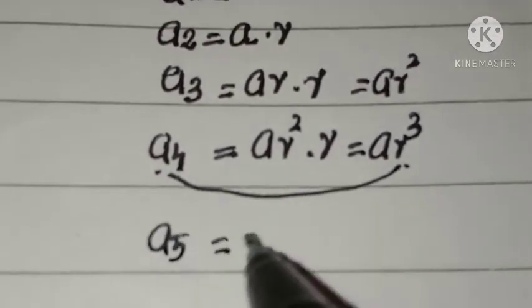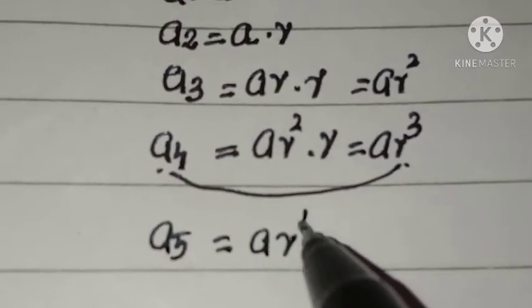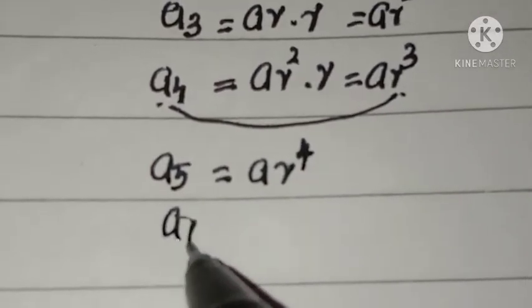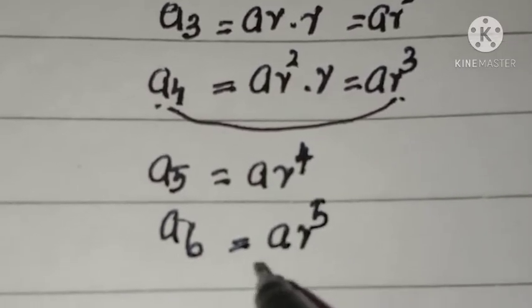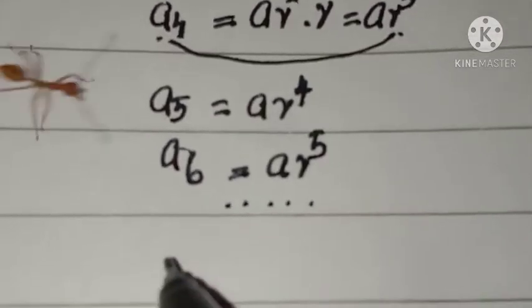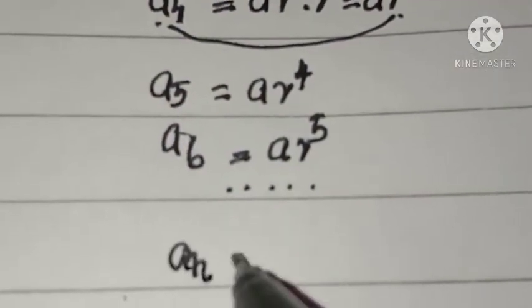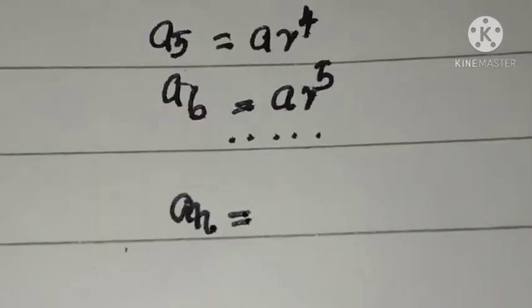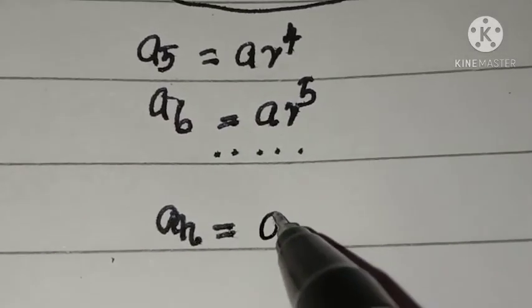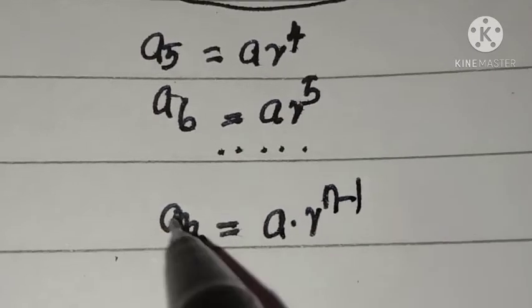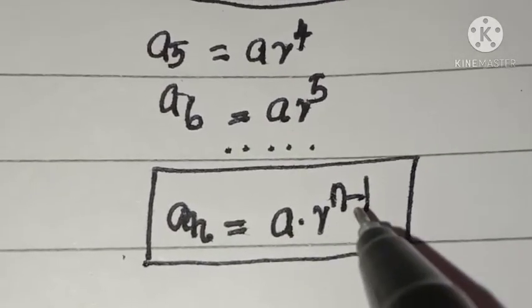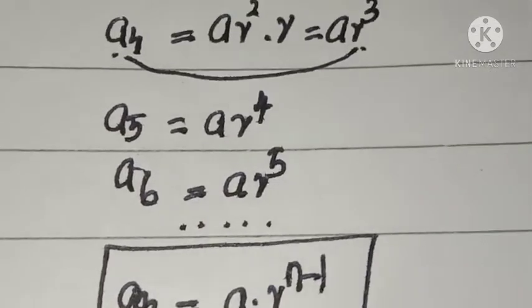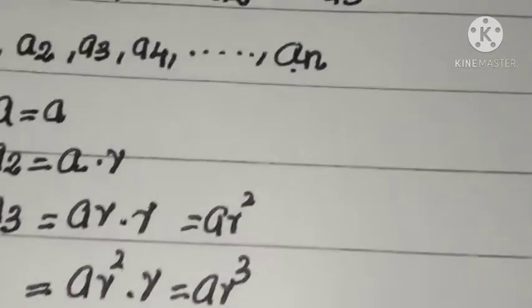So what is A5? A5 is equal to AR raised to 4. Sixth term, A6 equal to A into R raised to 5. So we can extend this result to get the nth term of a GP. AN is defined as AN is equal to A into R raised to n minus 1. So this is one of the formulae: A into R raised to n minus 1. Okay. Let's see an example.